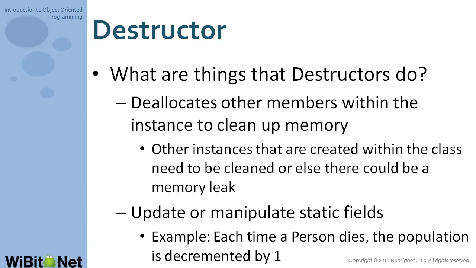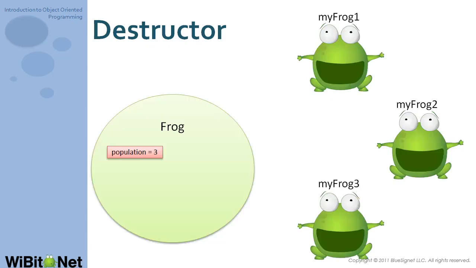The destructor is also used to update or manipulate static fields, just like the constructor did. So, for example, just like the constructor would increase the population of the person class, the destructor can decrement that value when we destroy it. So each time a person instance is destroyed, the population dies.